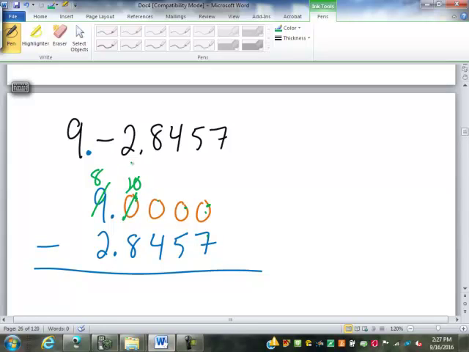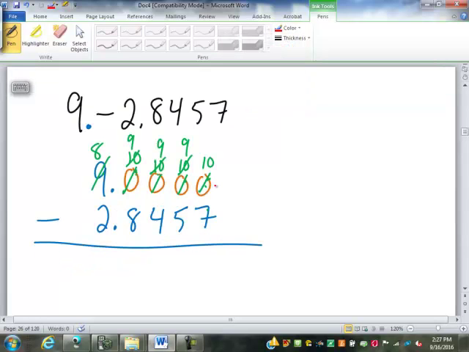Borrow from that 10, and it becomes a 9, and this is a 10. Borrowing again, that becomes a 9, and this a 10. Borrow again, that's a 9, and this is a 10. Now we can subtract. 10 minus 7 is 3. 9 minus 5 is 4. 9 minus 4 is 5, and 9 minus 8? 1. Remember to bring down the decimal, and then 8 minus 2 is 6. Perfect.